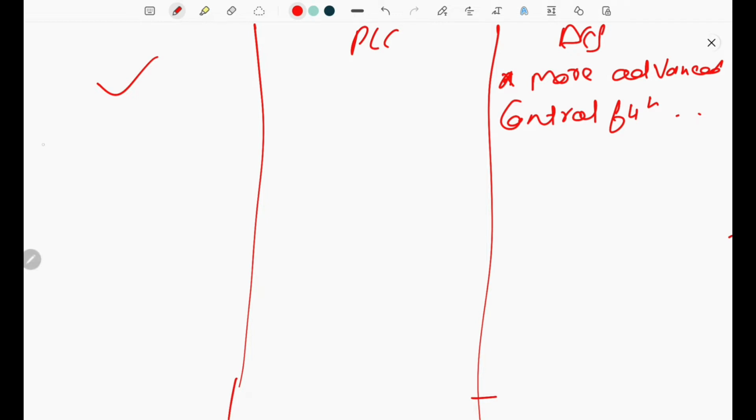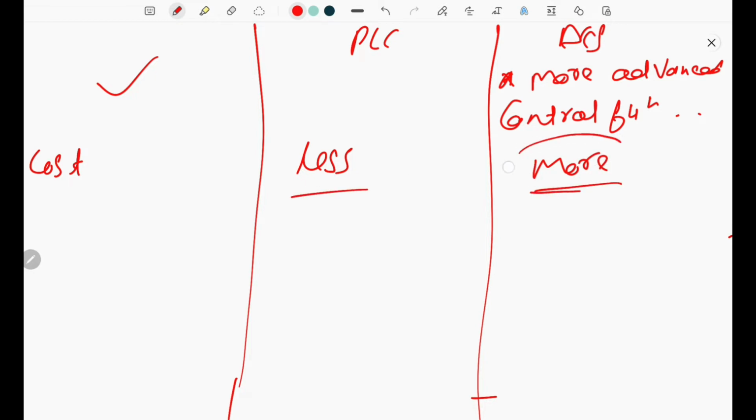Then when we talk about the cost, PLC is less costly in comparison to DCS, but DCS has more functions and more IOs, so it has more cost. But PLC is a less cost. So whenever you have a simple process or some simple package system you want to control, and you want to develop logic in a package system, then you generally prefer PLC over DCS.